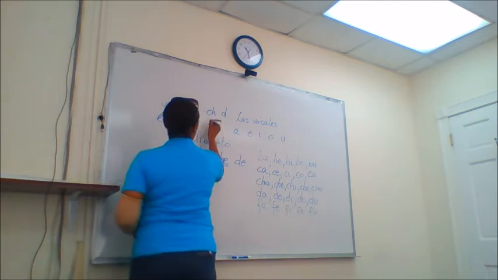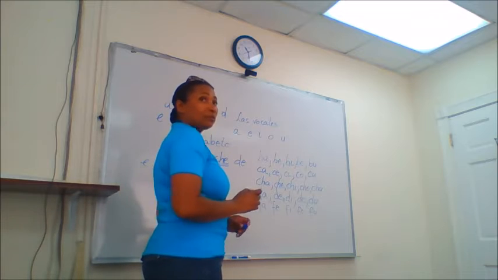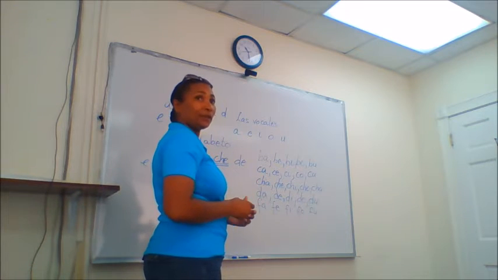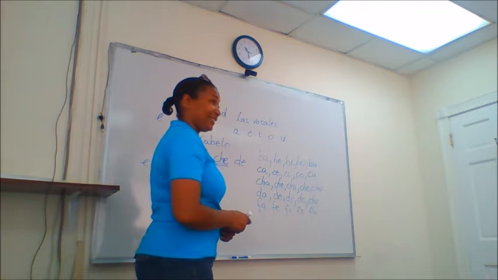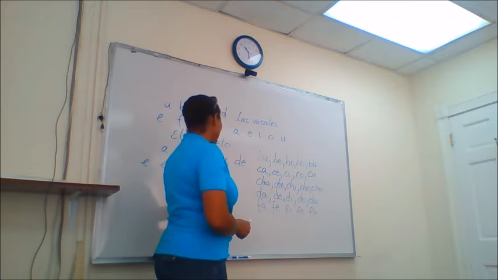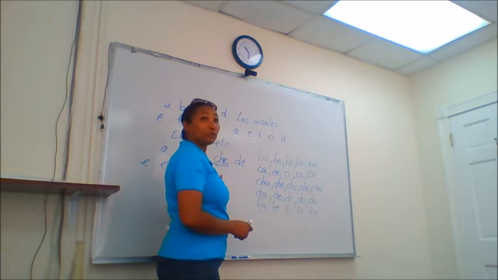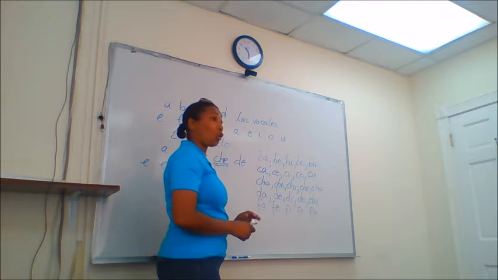Then the next letter is H, right? And we said, what about H? You don't pronounce it, it's silent. Very good. H is silent. So whatever the vowel sound that follows, that's the sound you would form, whether it's a, e, o, or u.